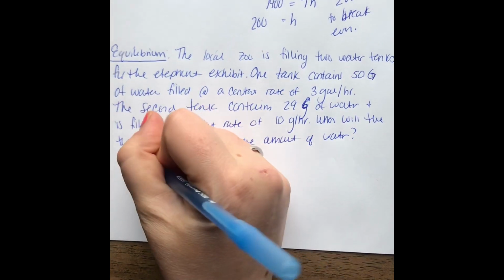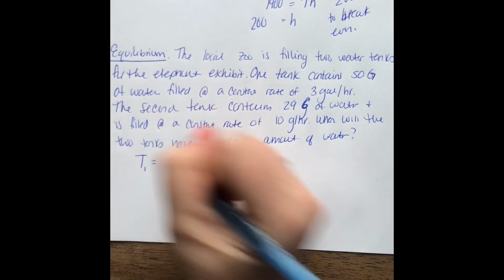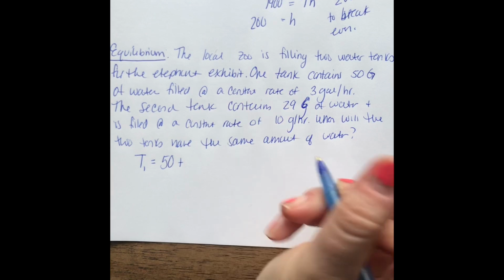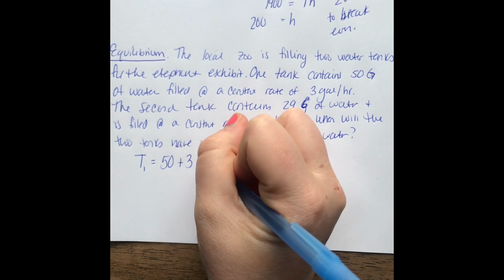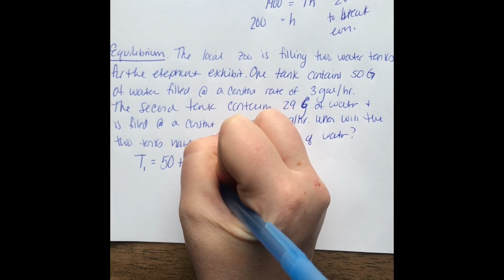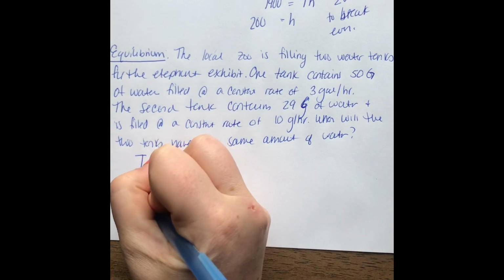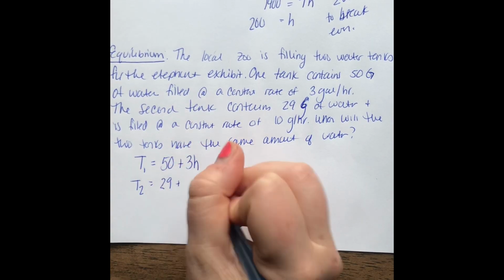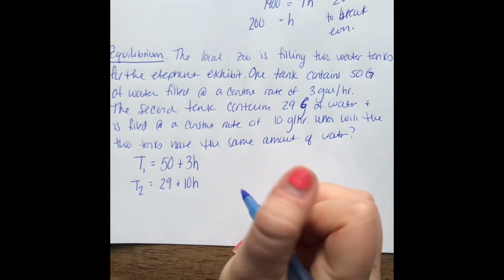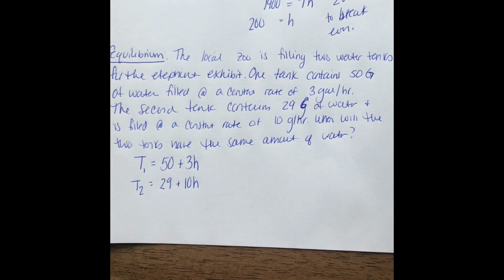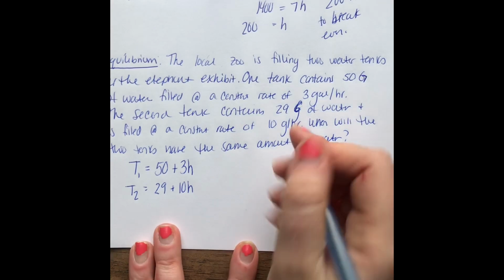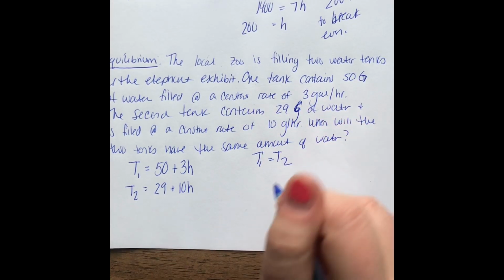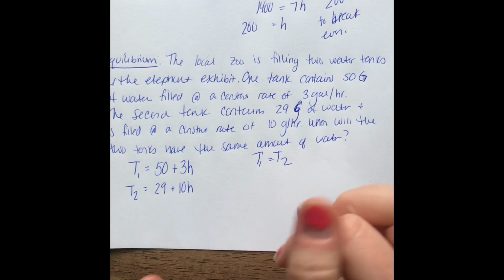So I'm going to come up with the equation for tank number 1. We know tank number 1 has already 50 gallons in it, plus the rate of it is 3 gallons per hour. So again, I'm going to use h. Tank number 2 starts off with 29 gallons, and that rate is 10 gallons per hour. So again, if we're finding equilibrium, we're going to figure out when T1 is equal to T2. So we're going to set both of those equations equal to each other.